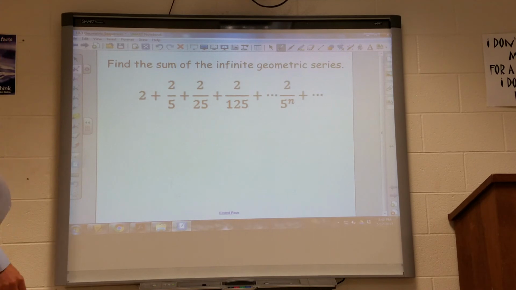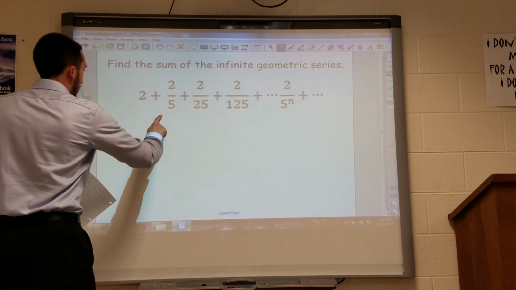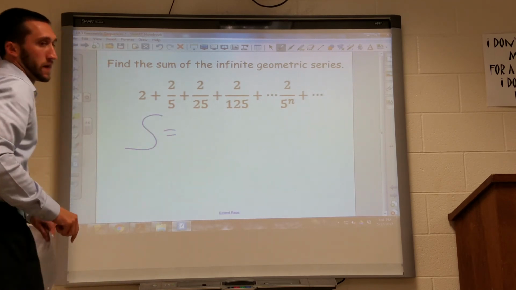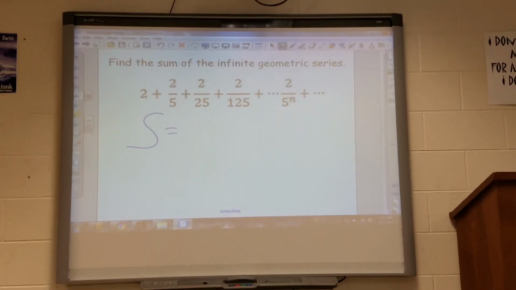So find the sum of this infinite geometric series. So again, our students, if you are not with the teacher or testing or in some after-school activity, please.